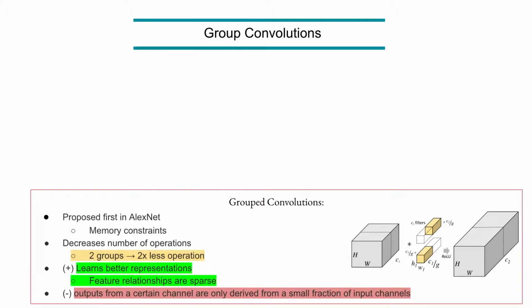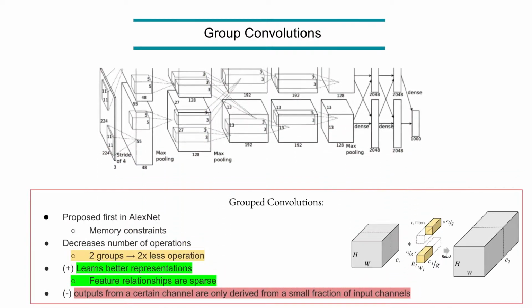So this idea was basically proposed in AlexNet. That was because of memory constraints. In 2012, as you know, we didn't have enough GPU memory for this kind of deep learning computation. And since they didn't have enough GPU memory, they wanted to train their AlexNet on 2 GPUs. And they wanted to group the convolution filters into 2 groups.